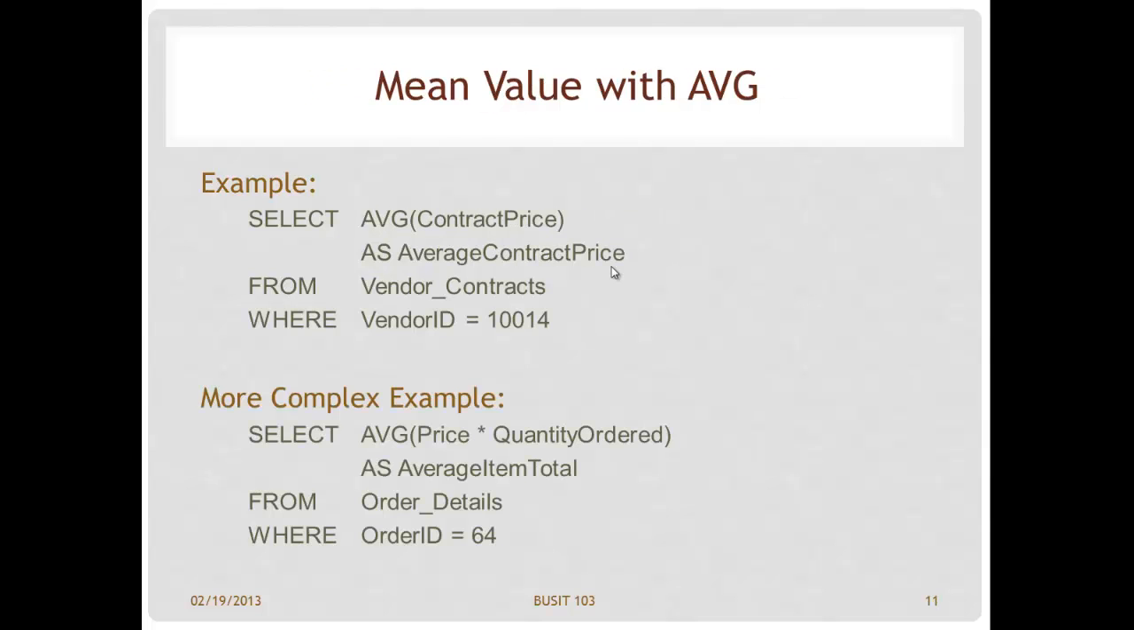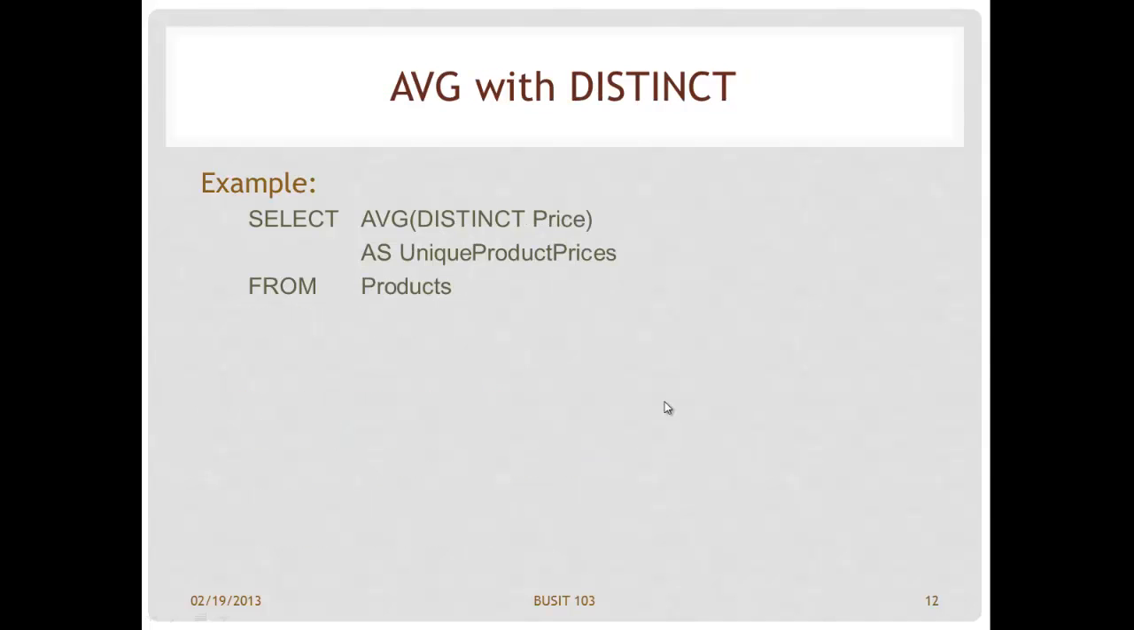We can find the mathematical mean value with average. Make sure that you're using AVG, not average. I know that in some applications you are allowed to write out average, but not here. You need AVG. You can again use distinct inside the parentheses with the average function, so that instead of doing an average on all values, you're doing an average only on distinct values.